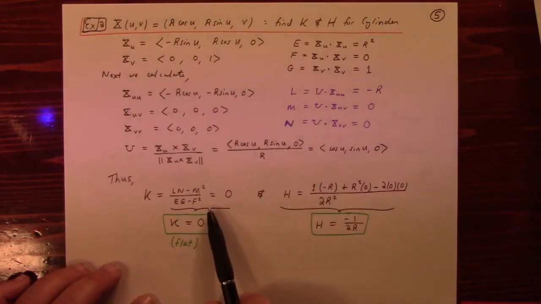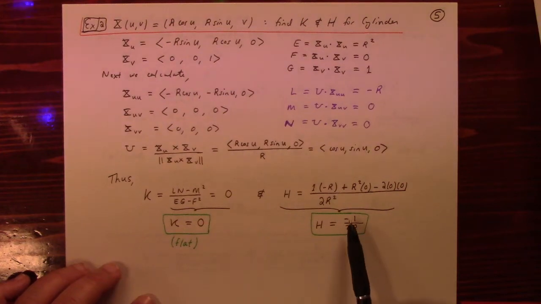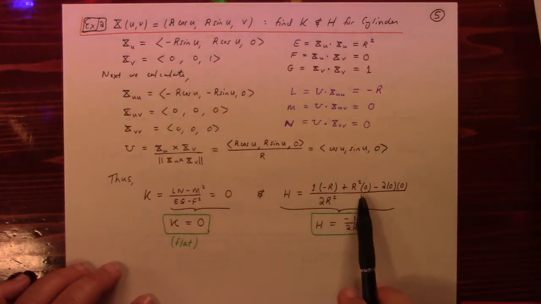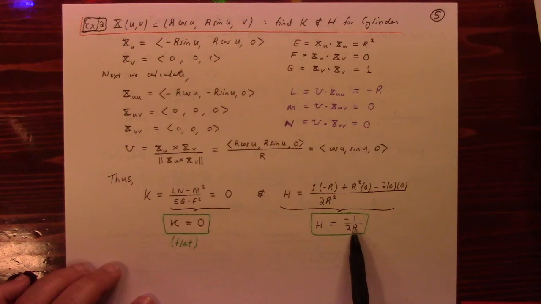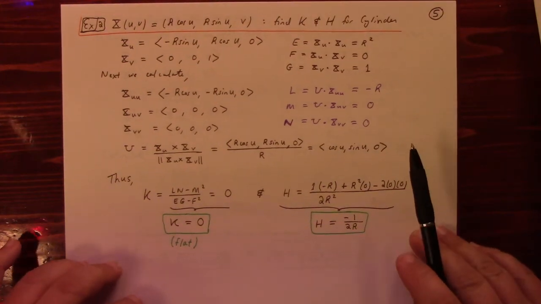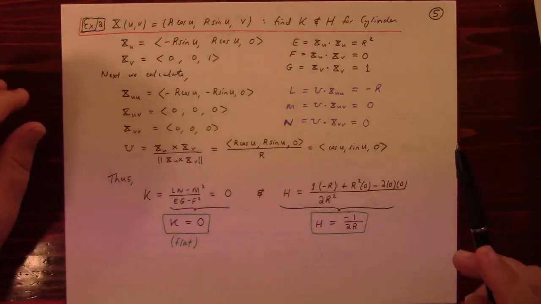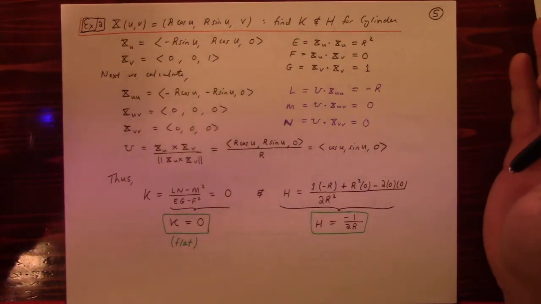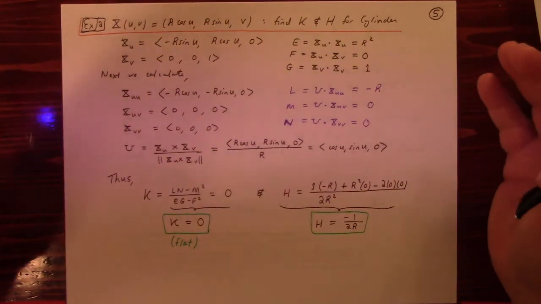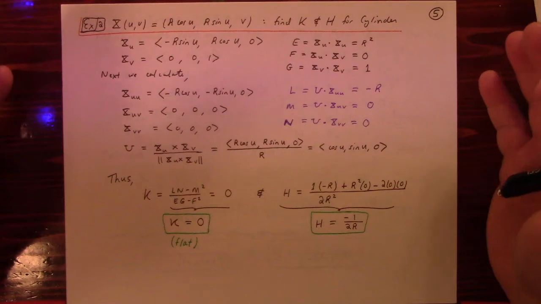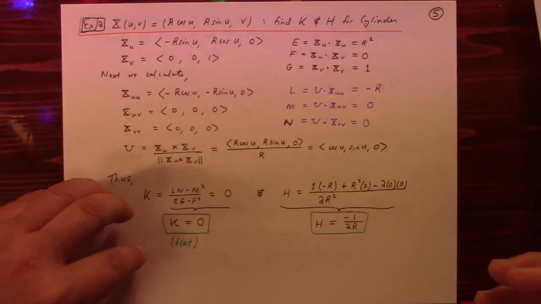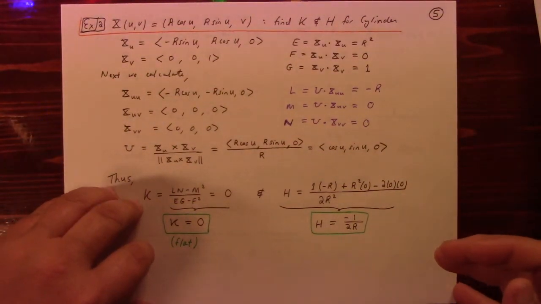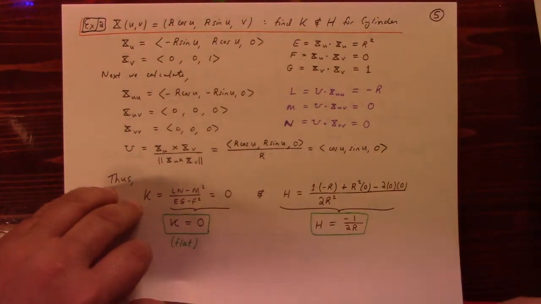So the Gaussian curvature of a cylinder is 0. And the mean curvature works out to minus 1 over 2r. So that's pretty neat. Notice that I claimed that the cylinder was flat before. Now I have proved it for you. This is the calculation. This is the analytical proof that the right circular cylinder is in fact flat, that it has 0 Gaussian curvature. All right.